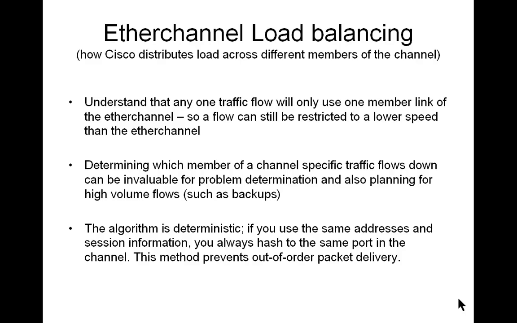So how does EtherChannel load balancing work? The key point to understand is that one traffic flow will only ever use one member link of the EtherChannel. So a flow can still be restricted to a lower speed than the EtherChannel itself. In the above example where you've got 4 times 100 meg links, any one particular traffic flow from source to destination, one TCP flow, will only ever use up to 100 meg of that bandwidth. Determining which member of a channel a specific traffic flow goes down can be invaluable for problem determination and also planning for high volume flows such as backups.